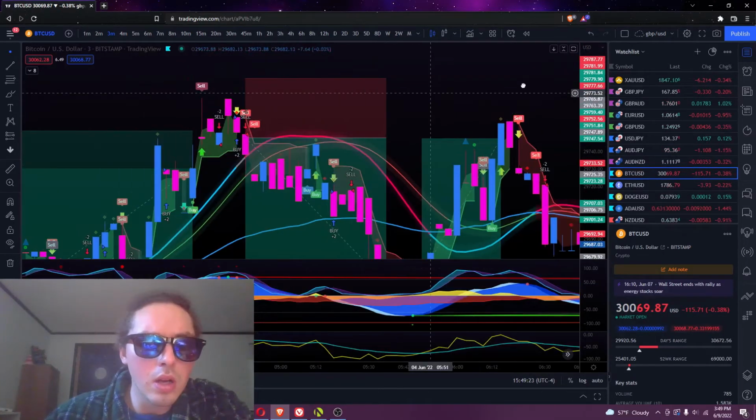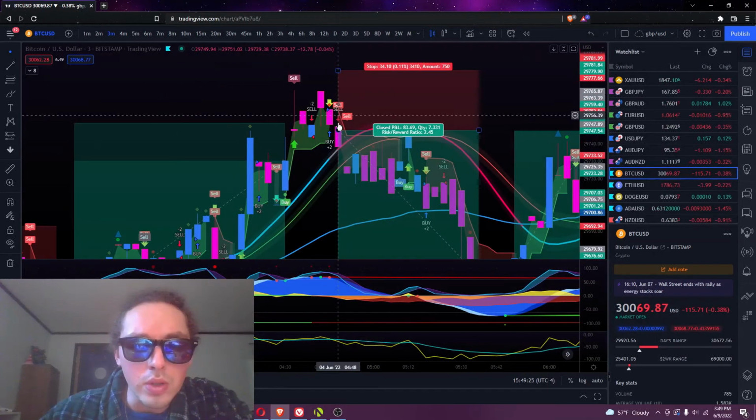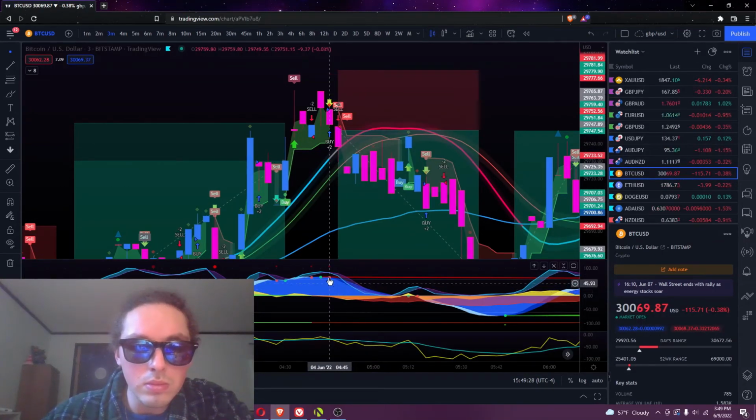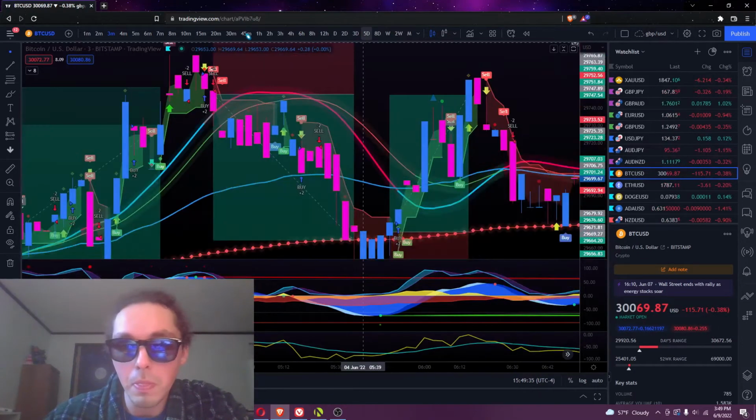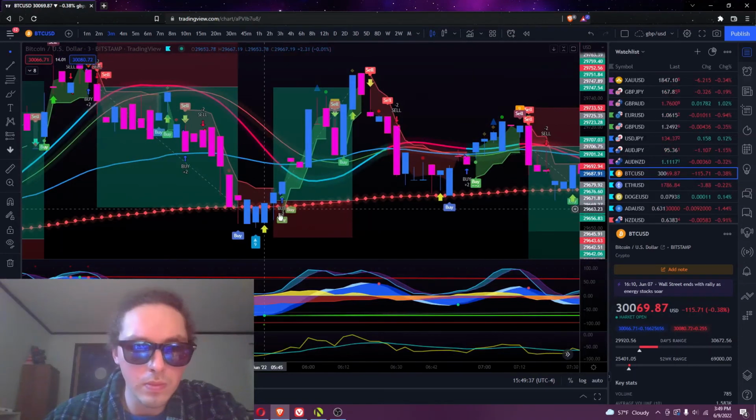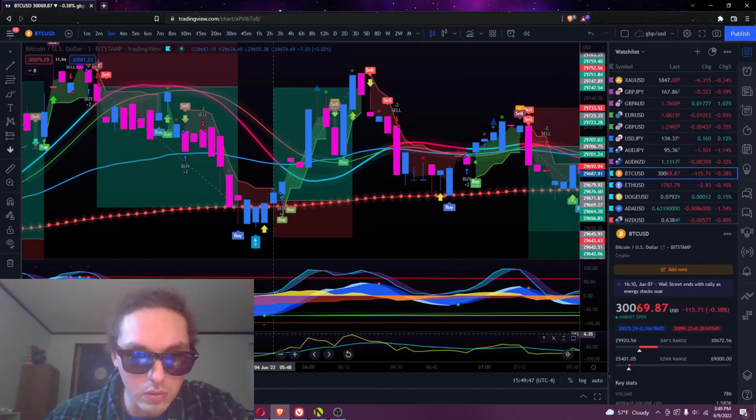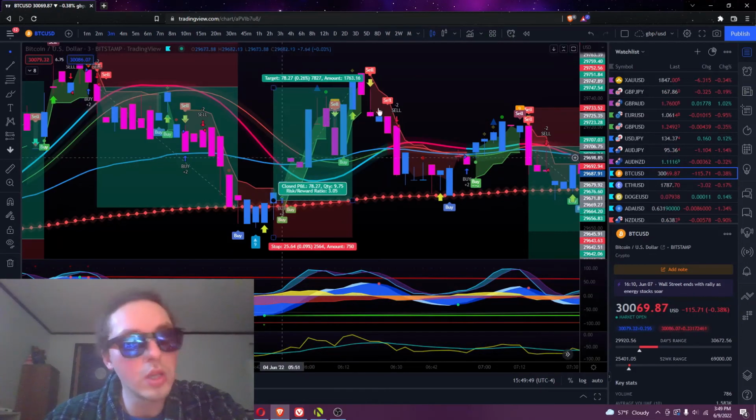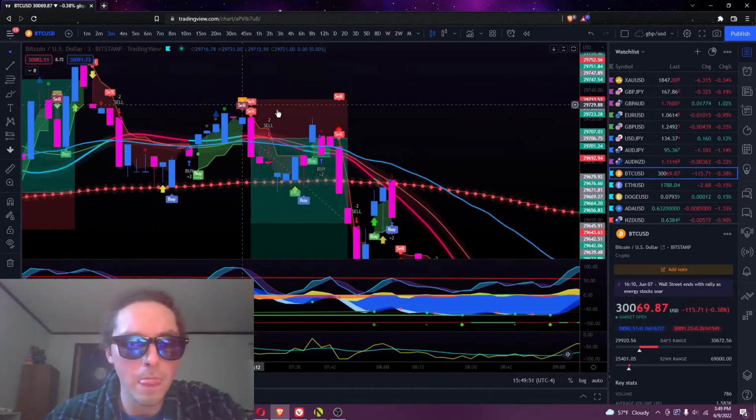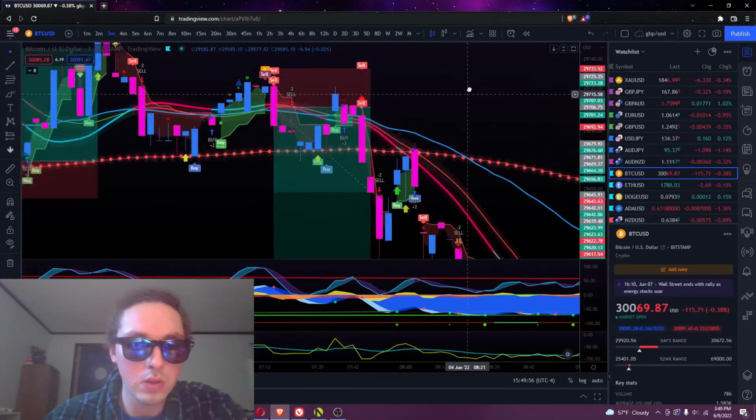Here, 1, 2, 3. We got a 4, and the Williams crossed over here, so we sold it. One, 2, 3, 4, these ones, 5, 6, green, and when the VWAP was crossing over, VWAP Williams, we took it. Look at this grouping, beautiful grouping, 4 or 5 cells.